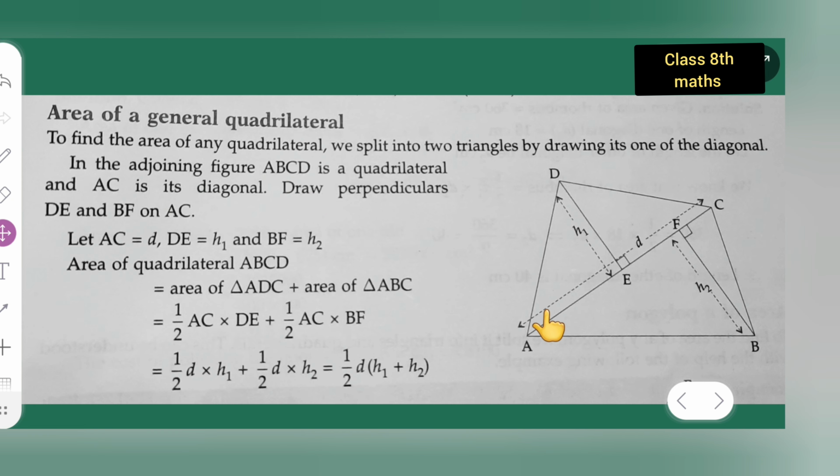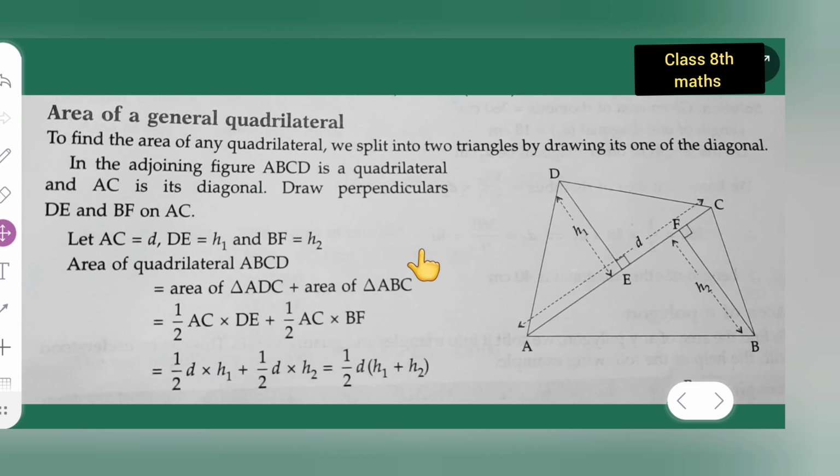ABCD is a quadrilateral. And what is a quadrilateral? Four-sided figures are known as quadrilaterals. Now it looks like a triangle, right? So we split it into two triangles. You can see there are two triangles, this one and this is the second triangle.